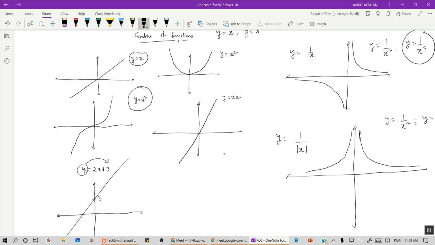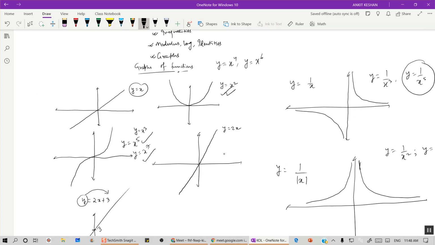y equal to x cube, y equal to x power 5, y equal to x power 7, etc. All graphs will look like this, only y equal to x is the exception. This is the identity function. First one is the identity function. This was the cubic function but applicable for this also. This was the square function but applicable for this and this also.